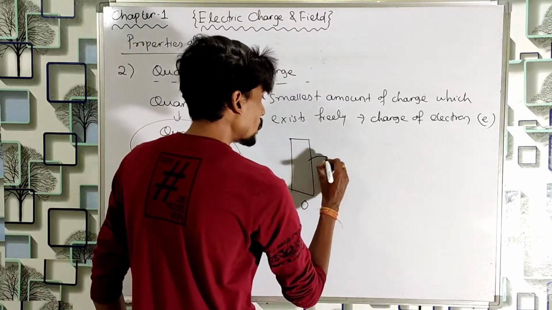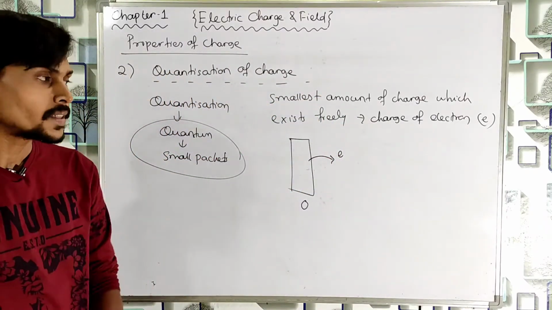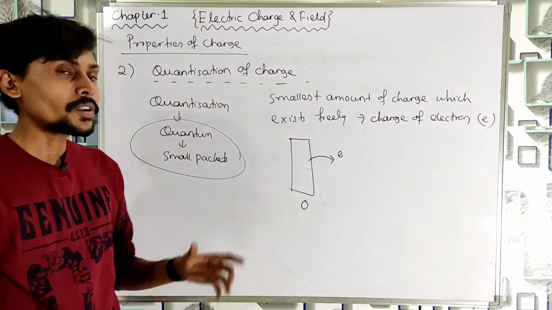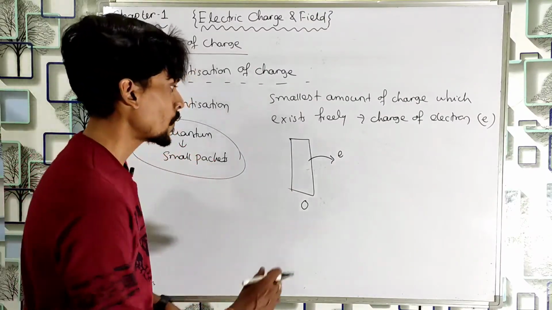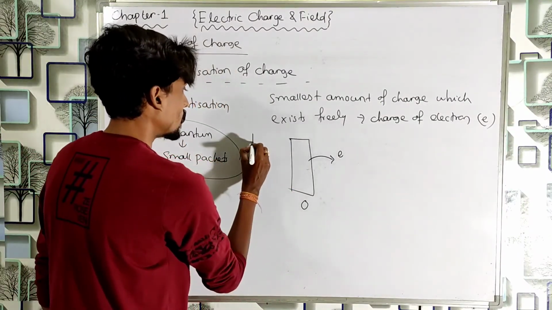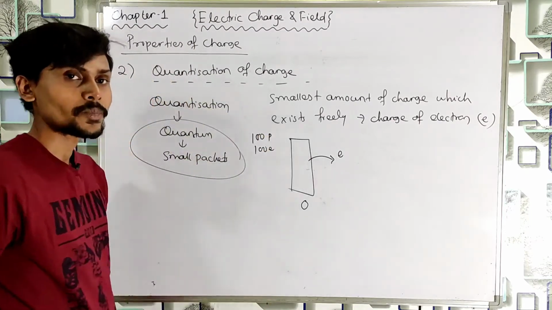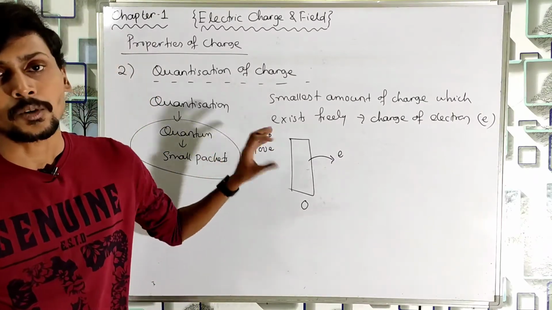Now if I remove one electron from this body, then the body will have a positive charge, because imagine that initially there are 100 protons and 100 electrons inside the body.